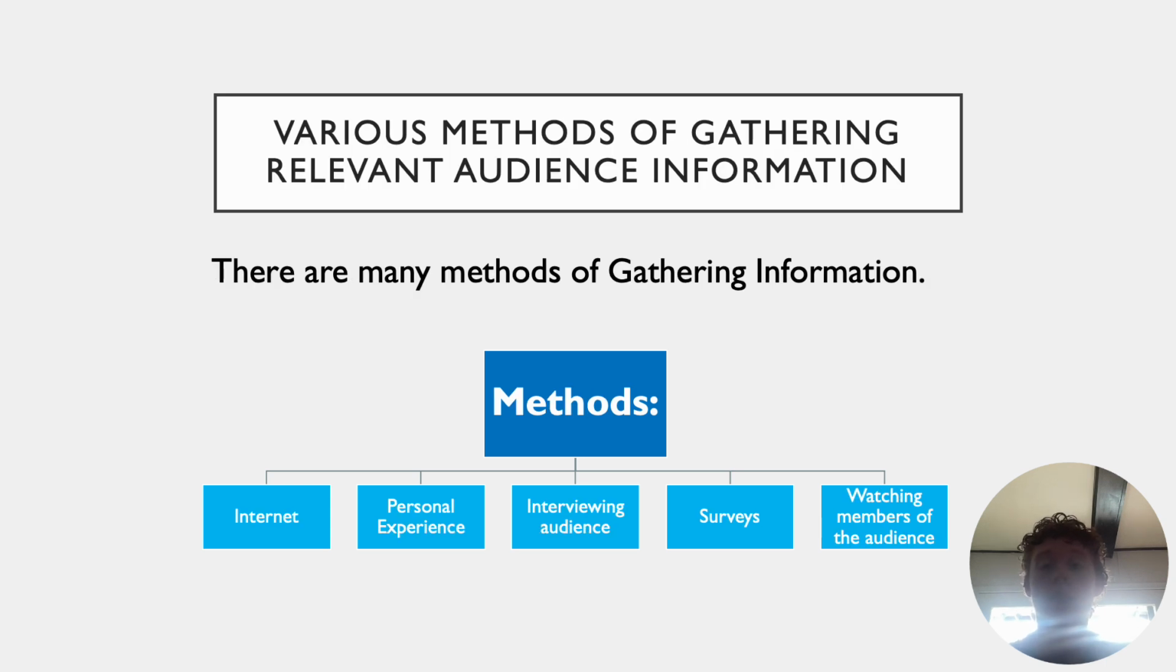Next is various methods of gathering relevant audience information. There are many methods of gathering information, methods like using the internet, using credible sources like EDUs and .orgs and things like that. Personal experience, you always want to have a little bit of personal experience in the things that you're talking about so you can talk from the heart and talk from a passion where you know what you're talking about. Also, interviewing the people that you'll be speaking with.